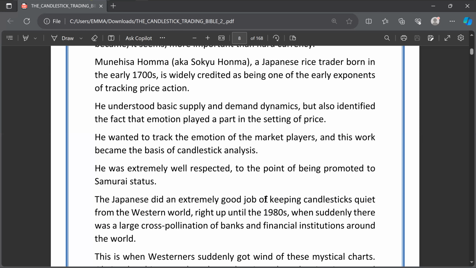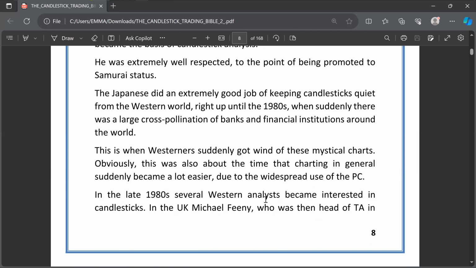For the Japanese. Now, this is when Westerners suddenly got wind of these mystical charts. Obviously, this was also about the time that charting in general suddenly became a lot easier due to the widespread use of the PC. Like I said, he digitized these things, the idea, the invention. So on the PC, with the help of the WWW, the World Wide Web, everybody has that idea.